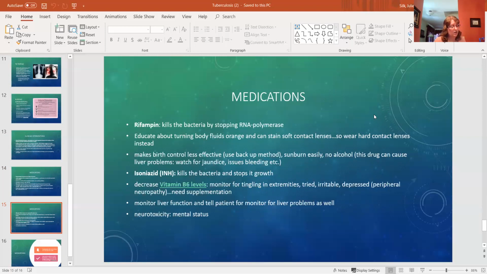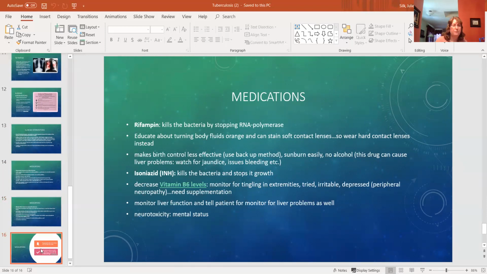When I say that it can cause liver problems, some of the things you might see would be things like jaundice, anorexia, malaise, nausea, fatigue, that kind of thing. That's what you're going to be watching for with these.